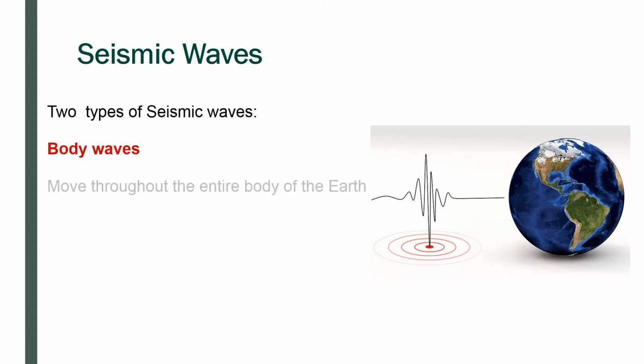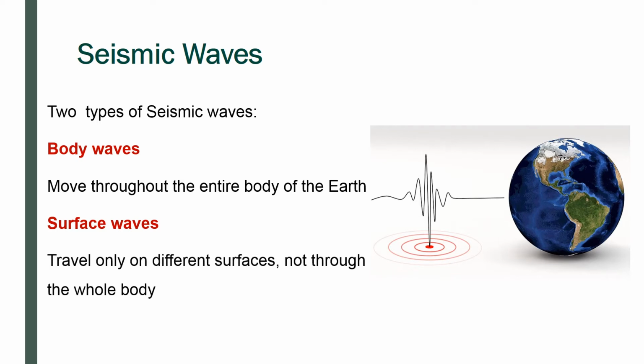So body waves, from their name, they move throughout the entire body of the earth, not on the surface. And surface waves, in contrary, they travel only on the surface, not inside the body. Very simple comparison between the two types.